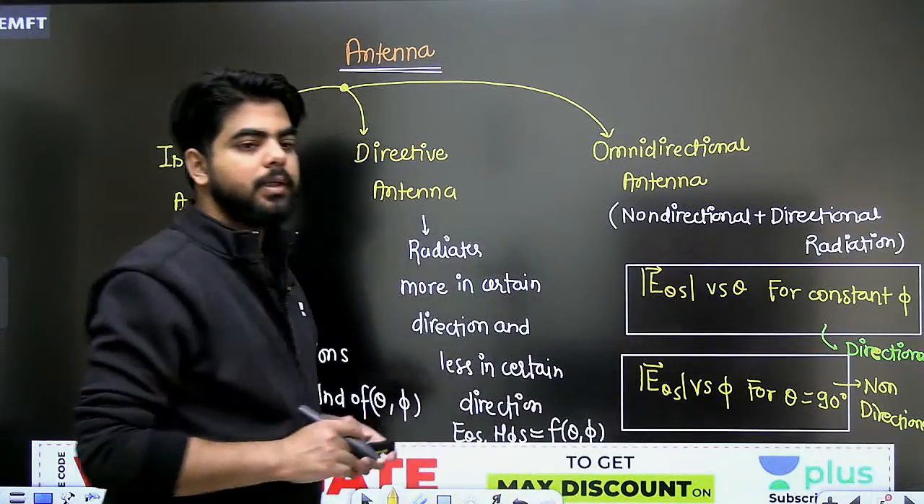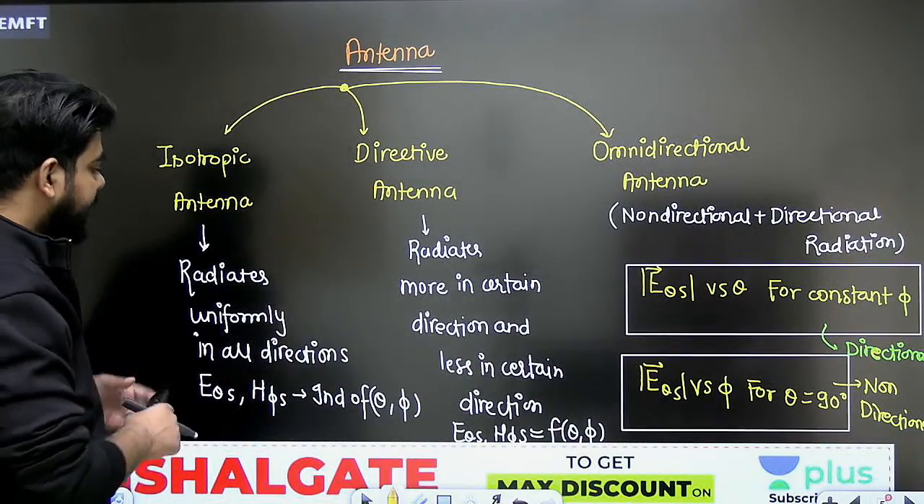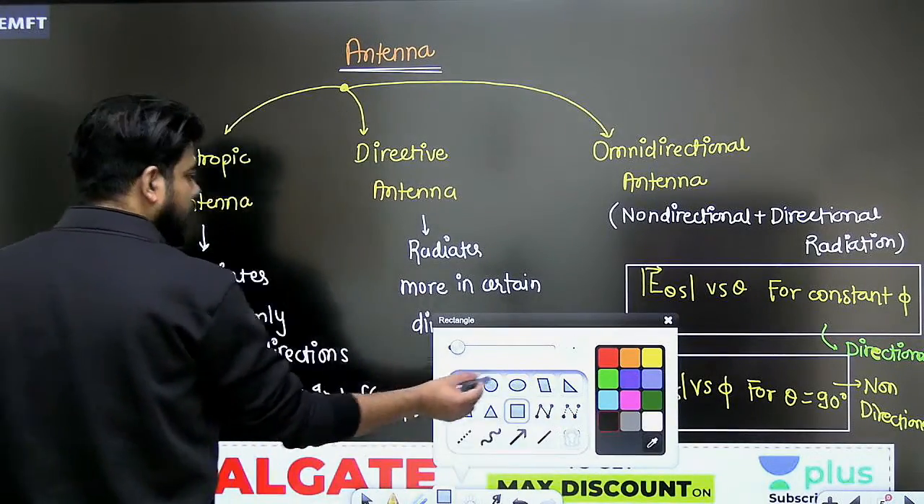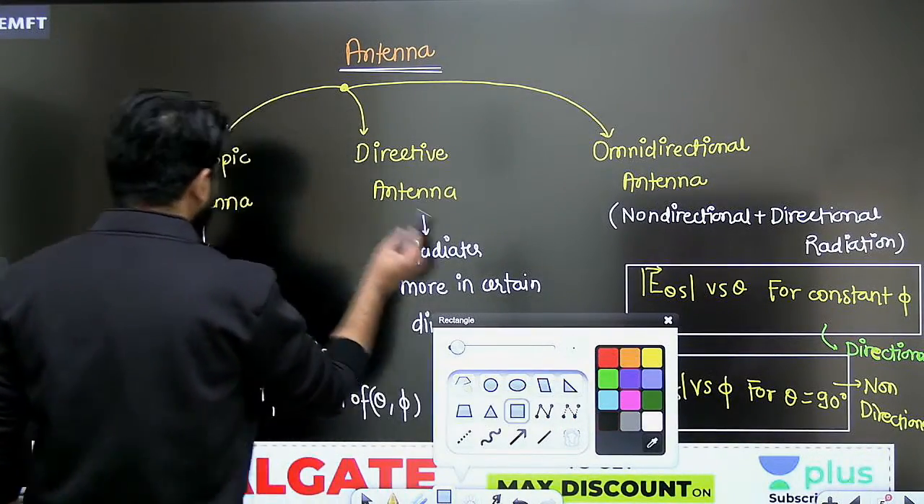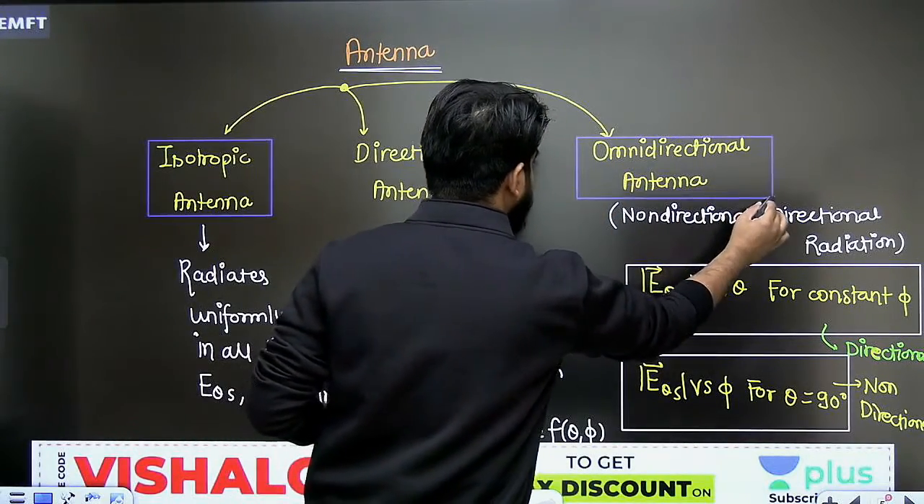So first of all, let us try to understand the radiation patterns. How many types of antennas are there? Generally, we associate isotropic and omnidirectional to be same, but that is not. Both are completely different, with their interpretation completely different. Okay, do not consider them to be same.